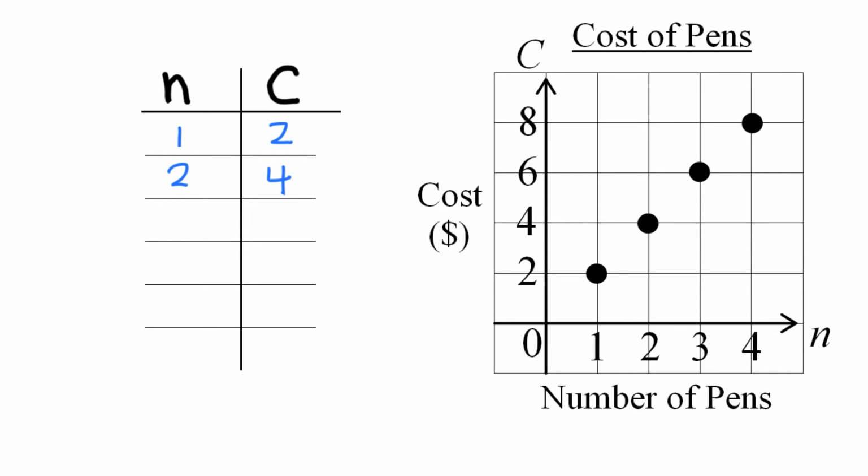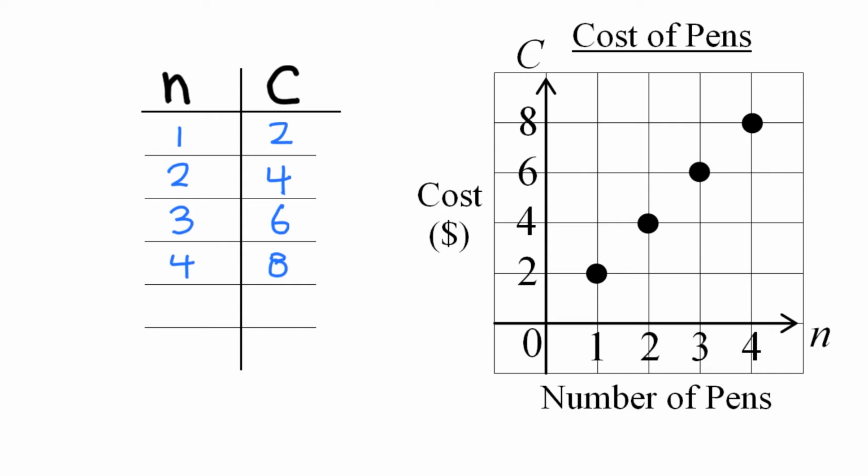Stop the video and see if you can find the values for the final 2 dots. So in this case, for our third dot, the N value is 3. The C value is 6. And for our final one, the N value is 4. And when N is 4, C is 8. Perfect. Something that you can notice just by looking at the graph is this is a linear relation because the dots are forming a straight line.